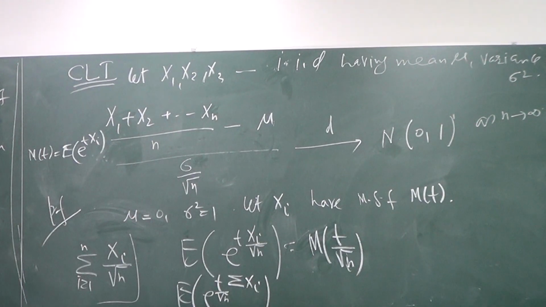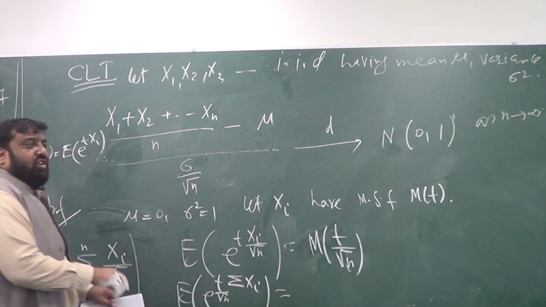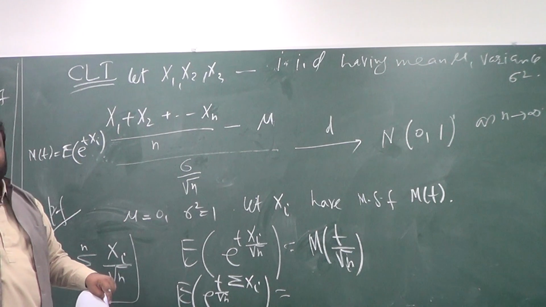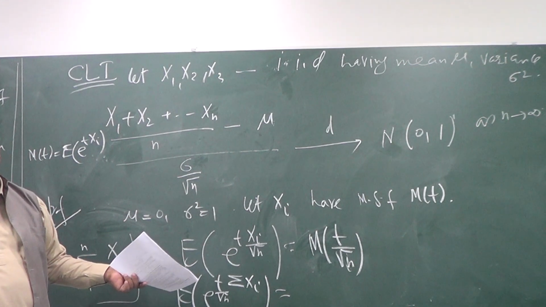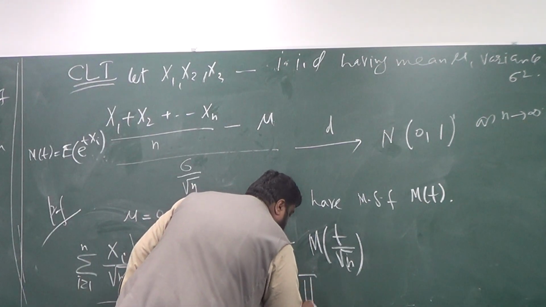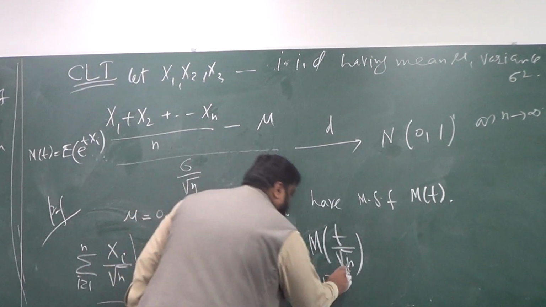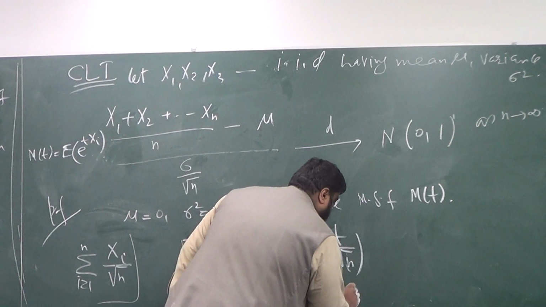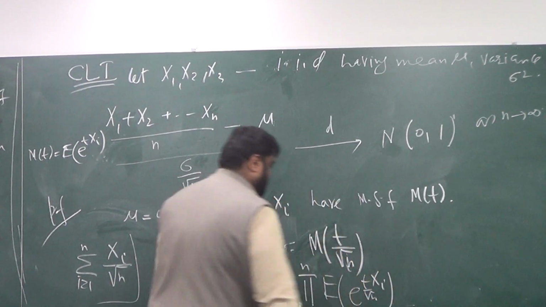Okay? But all these guys are independent. So I can write this as, the expectation of the product of independent random variables is equal to the product of expectations. So this is the same as the product, i equal to 1 to n, of the expectation of e to the t xi over square root of n.